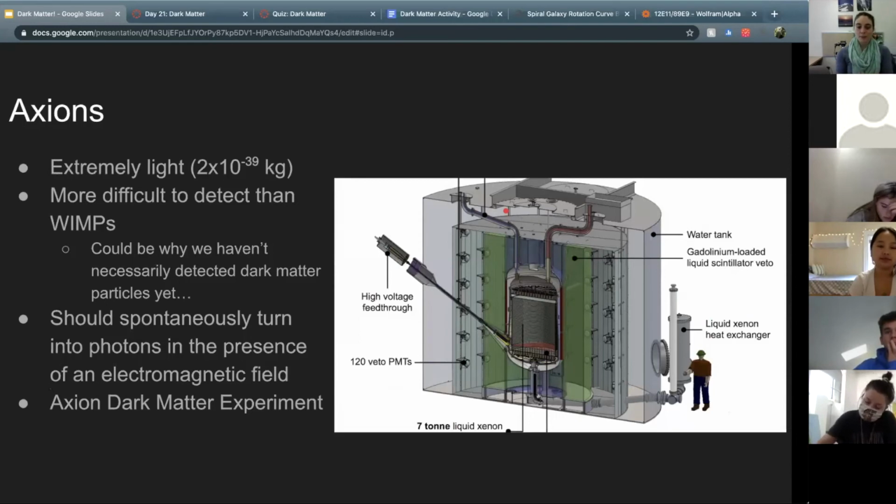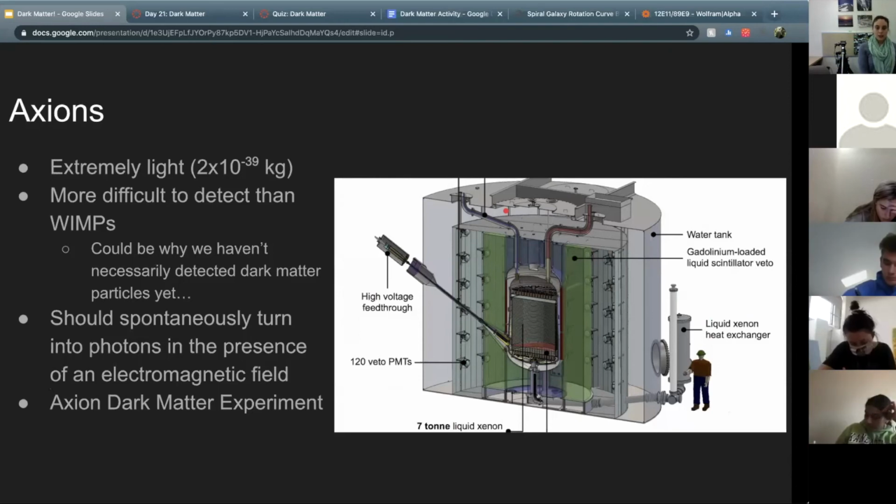Our last potential dark matter particle is the axion. So this is, again, kind of similar to a WIMP, but is much, much, much lighter. So axions would have a mass of 2 × 10⁻39 kilograms. A proton is about 2 × 10⁻19 kilograms, I think. So this is 10 to the 20 times less massive than a proton. So very, very light particles. The fact that they're so light makes them more difficult to detect than WIMPs.